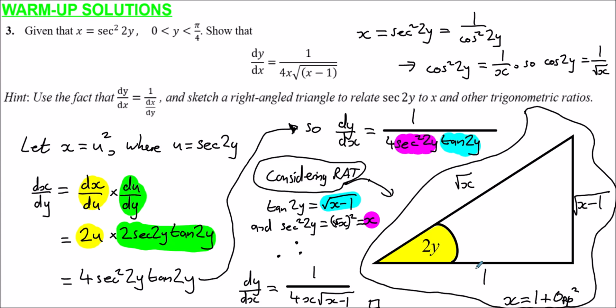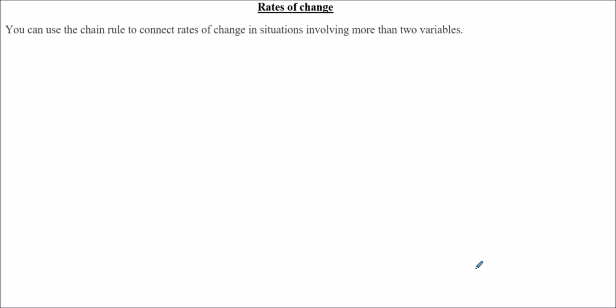So what is this new subtopic? It is rates of change, more specifically connected rates of change. So a one-sentence explanation before we crack into it. Simply put, if you know about the chain rule, you can use the chain rule to connect rates of change in situations involving more than two variables.